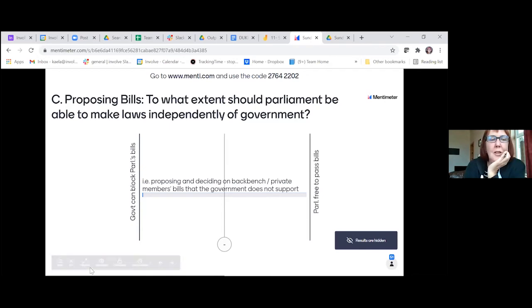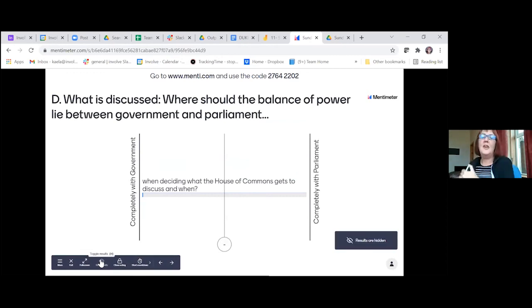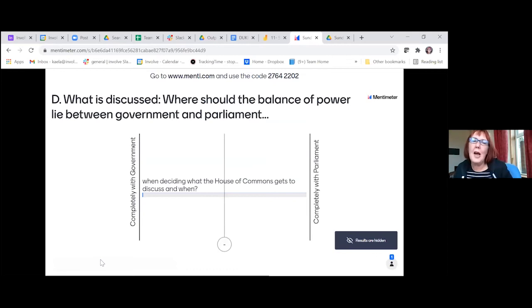Okay, I'm going to go on to question D. So this is the one about what is discussed. Where should the balance of power lie between government and Parliament in determining what the House of Commons gets to discuss and when? Completely with government or completely with Parliament at the other end of the scale.